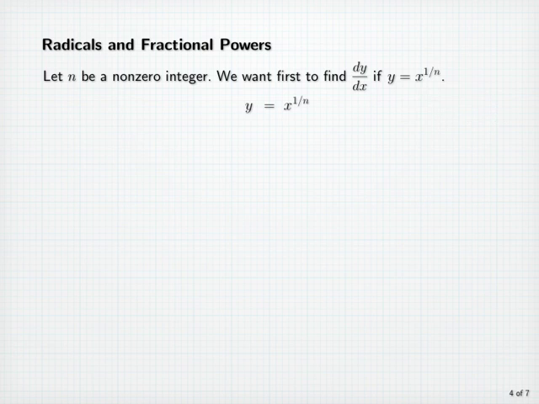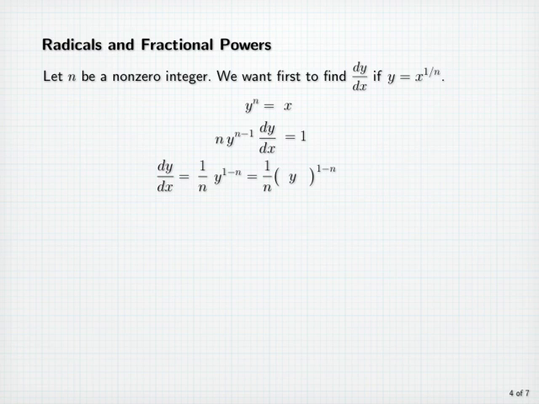So we first write y equals x to the 1 over n. We'll raise each side of the equation to the nth power to obtain y to the n equals x. Now we take the derivative of each side of the equation with respect to x. On the left-hand side, we get n times y to the n minus 1 times dy/dx by the chain rule. The derivative of x with respect to x is simply 1. So we have dy/dx equal to 1 over n times 1 over y to the n minus 1 power, or 1 over n times y to the 1 minus n power.